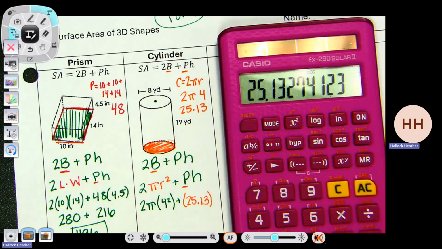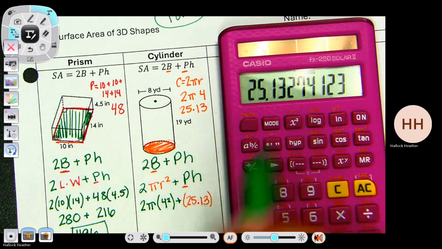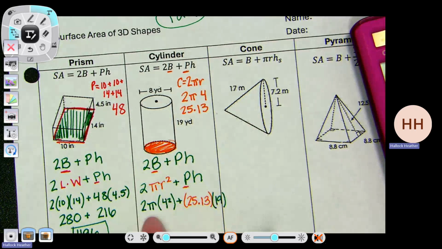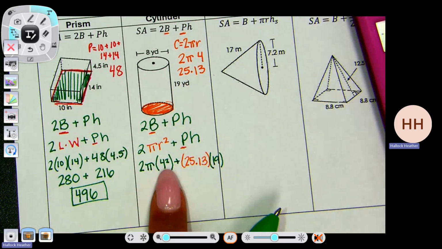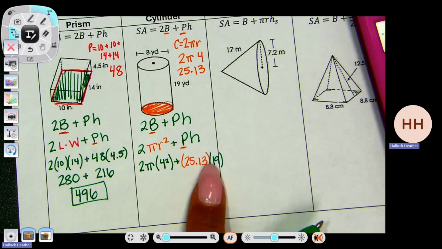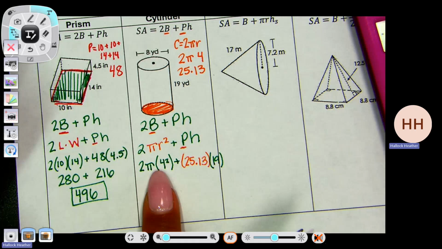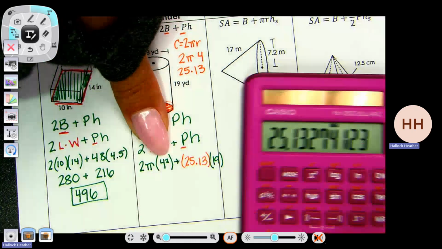And then what's my height? Okay, so we're going to multiply. We're going to do the exponent. We're going to multiply, and then we're going to add them together. So remember, you have to do the exponents first. That's the only important part that you have to do.